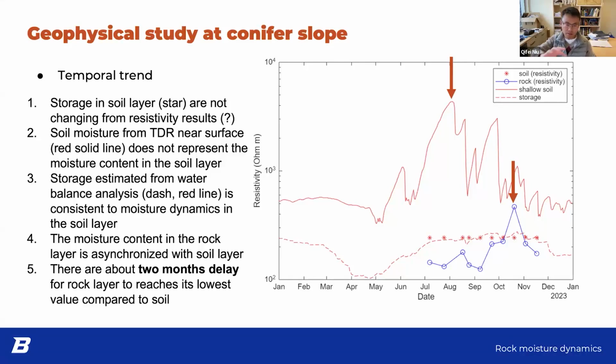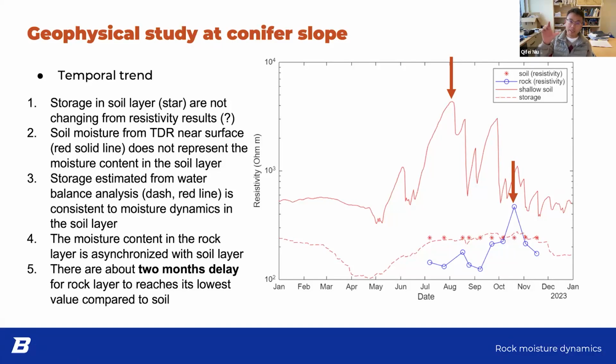If you recall, that's a plot. The saturation and resistivity have a relationship. We can use that relationship to convert the surface measures of moisture to resistivity and plot it here for this year. And also this dashed line, we use storage estimated from the water balance method.